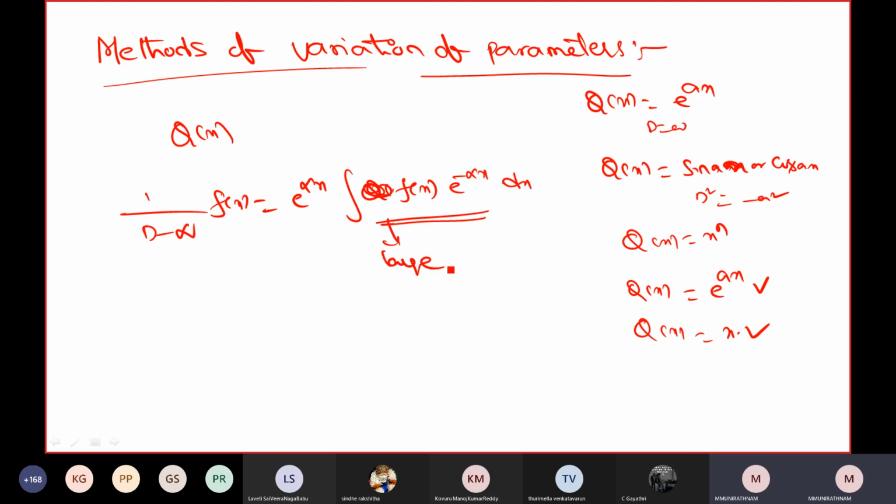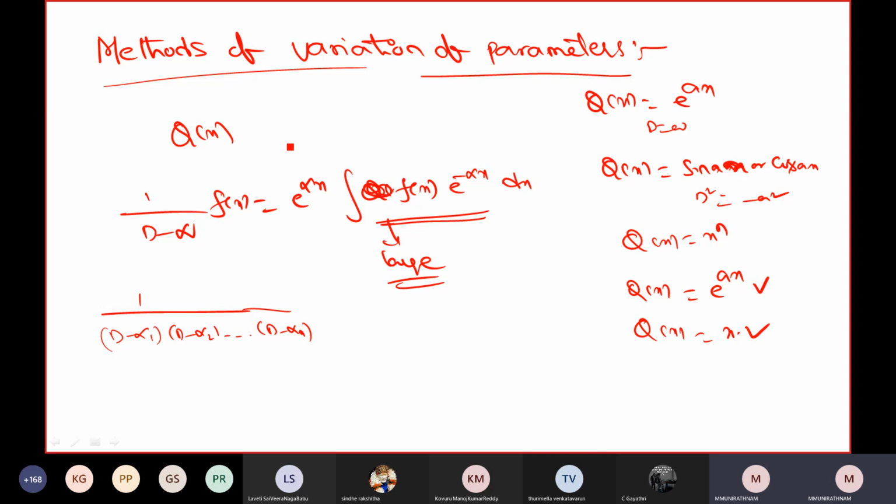Or it takes a large time to evaluate these integrals. Or when the denominator has the product of linear factors like D minus alpha 1 into D minus alpha 2 and so on, up to D minus alpha n, then we need to find the partial fractions. Each time we have to apply this formula to the integrals. That way we can evaluate, but it takes a large amount of time. So in those cases, we go by the method of variation of parameters.